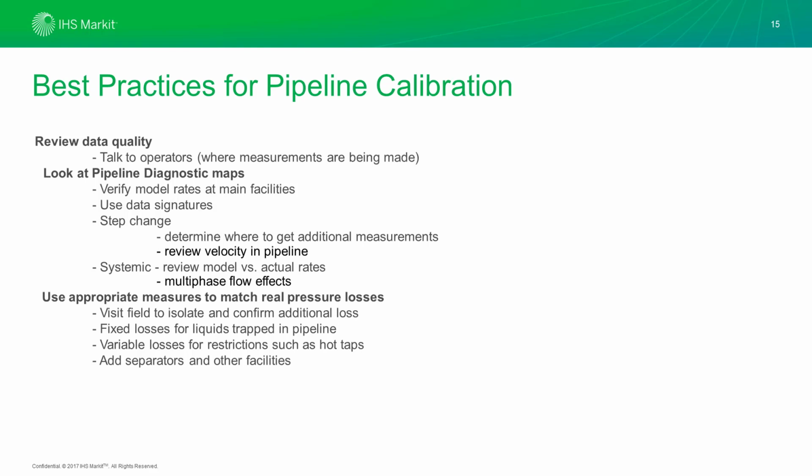We're going to verify that the model rate and those of the main facilities are going to be the same. All too often, people tend to forget to put in items such as third-party gas or a third-party well, so make sure you are accounting for that data too. You're going to start with the main facility and work your way out. We're going to look for the data signatures. We're going to look at whether it's a step change or a systemic type of difference. That type of information is going to further allow you to figure out what you're missing in your model and where there is that disjoint.